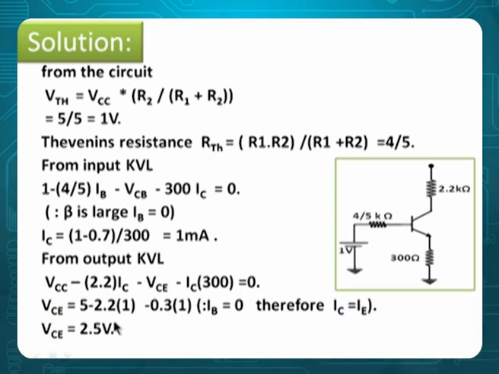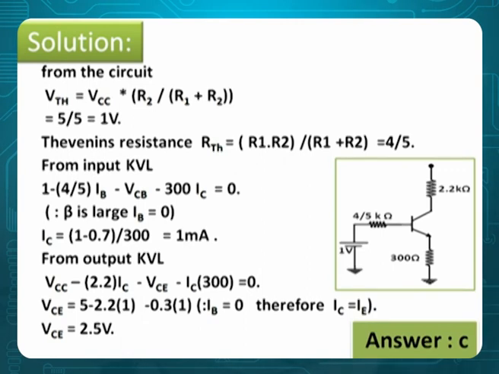So whenever beta is high, the only good advantage you have is IC becomes IE because IB is 0, and R Thevenin is also not required because the drop across R Thevenin is also 0. That's why the option is C.